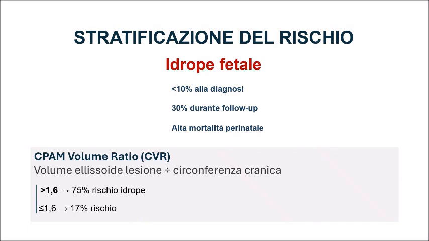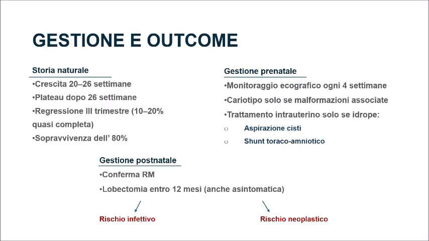The main prognostic tool available is the CPAM volume ratio, which is commonly referred to as the CVR. It is calculated by dividing the volume of the lesion by the head circumference. A CVR greater than 1.6 carries a 75% risk of hydrops. A CVR less than or equal to 1.6 is associated with a 17% risk.